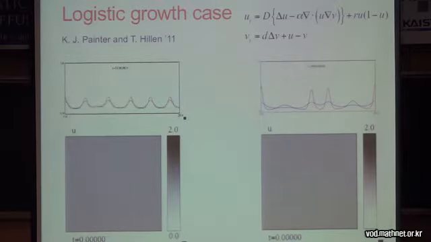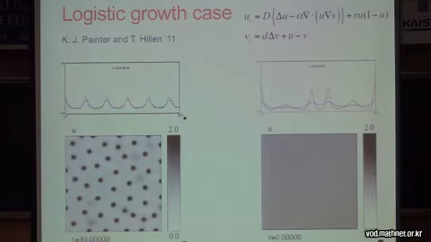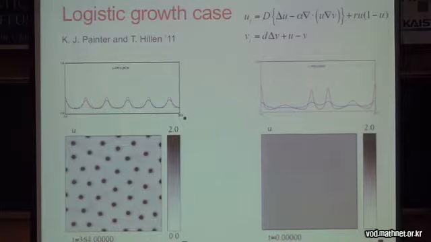Then some regular pattern structure is observed like this. So if we consider the 2D simulation, the corresponding pattern appears like spots. As time evolves, these spots become regular and stabilize. On the other hand, this system exhibits spatio-temporal chaos. This chaos was found by Painter and Hillen in 2011.